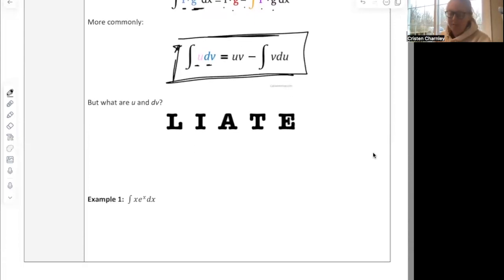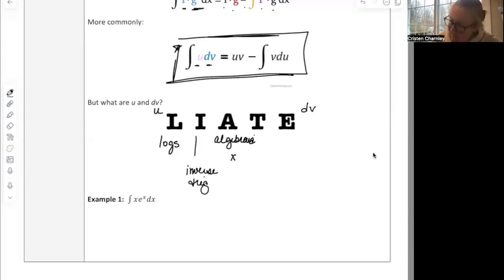How do we know what's what? We use this acronym, this LIATE, or however you want to pronounce it. Further to the left are usually the u values. Further to the right are usually the dv values. But what do these things stand for? So L is for logs. I is for inverse trig. A is for your algebraic. Think just like x squared, x to the third, things like that. T is for regular trig, and E is exponential. So those are the categories of the pieces that we have and where they could lie.